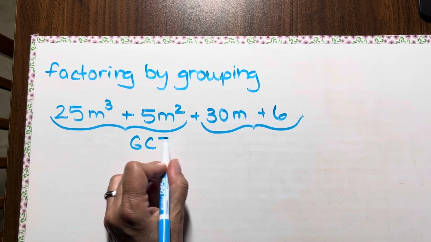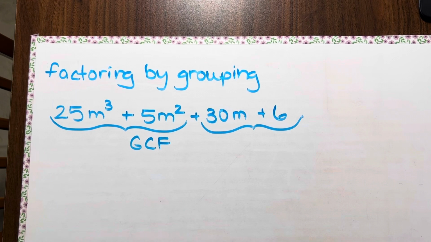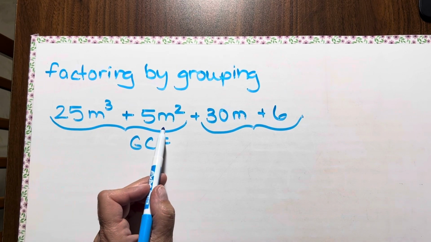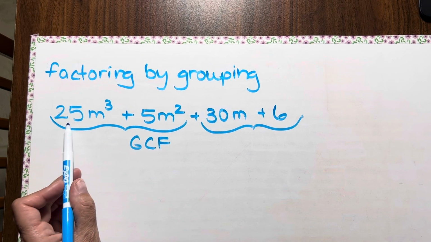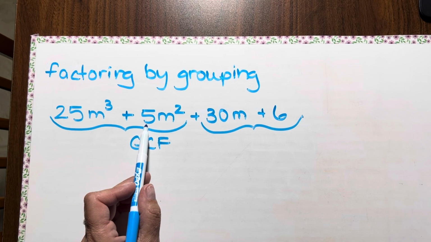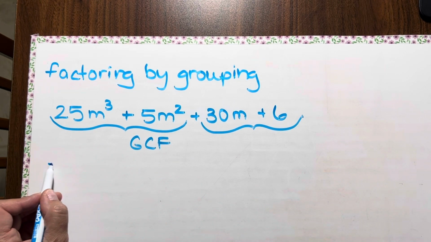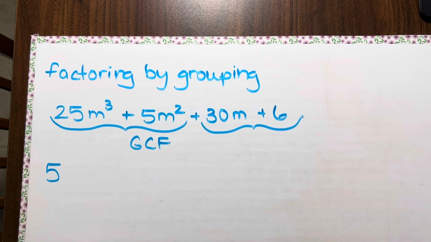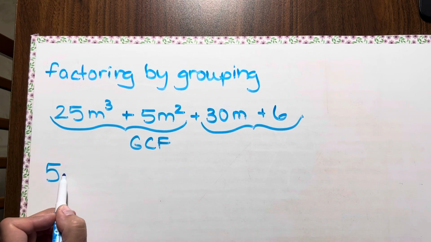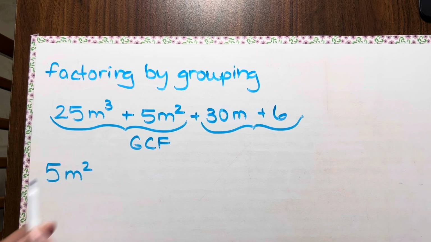For each of these, we are going to do a smaller factoring problem first, which is a GCF. So let's start with our first 2 terms here. I can look at the numbers 25 and 5 and determine that I can take out a 5 as the greatest common factor. They also both have an m squared, so I can take an m squared out.